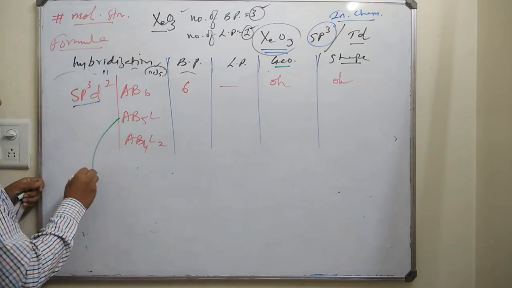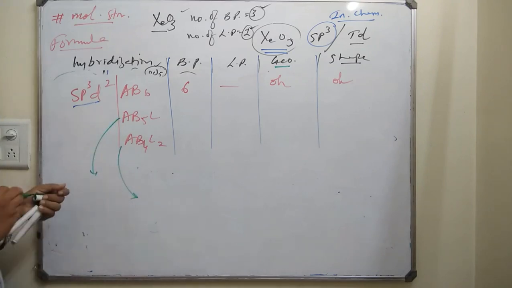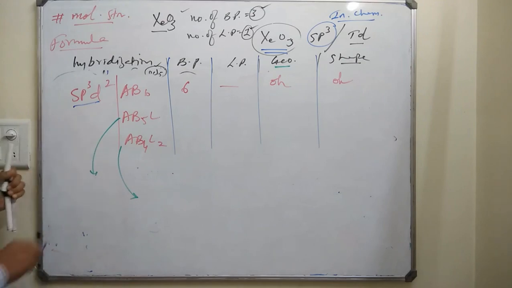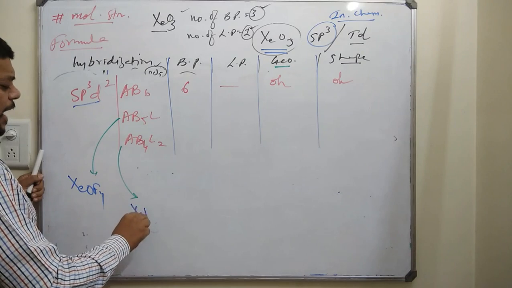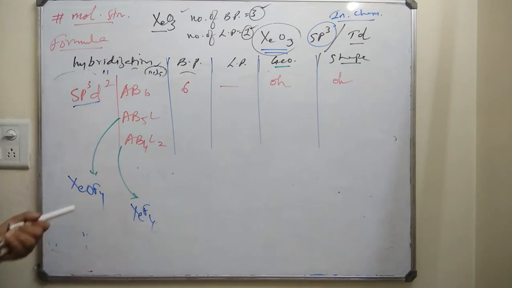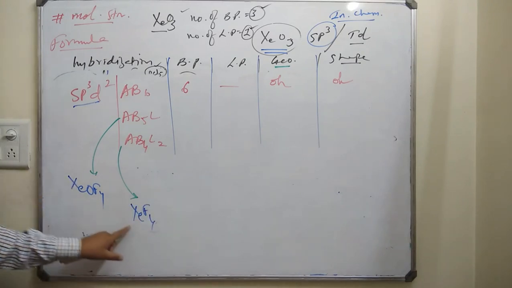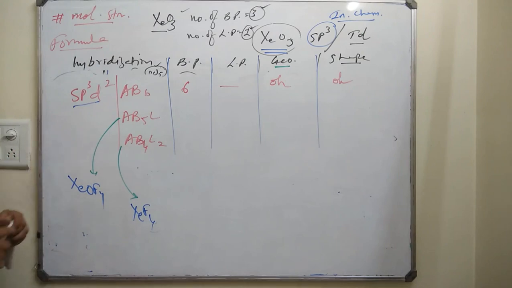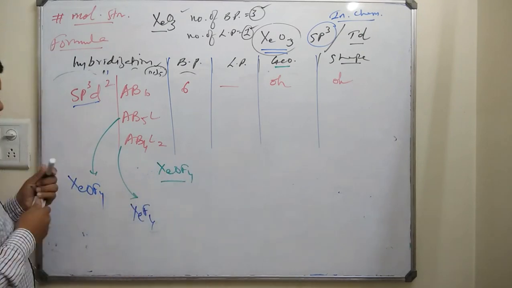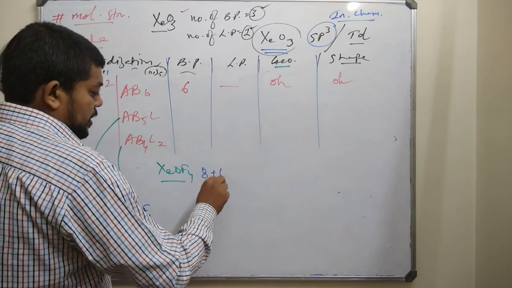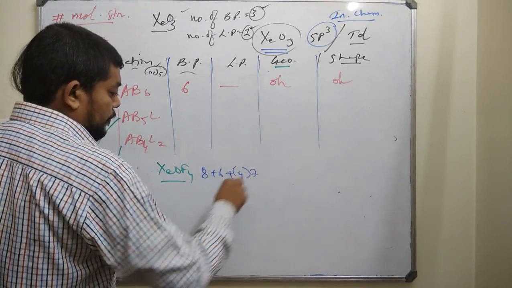Whenever I say AB5L or AB4L2, we should have such examples with us. Over here I have XeOF4 and over here I will be taking XeF4. Xenon oxyfluorides and xenon fluorides. See the spectrum this xenon has. XeOF4: xenon has 8, 6 with the oxygen, 7 with each of your fluorine.